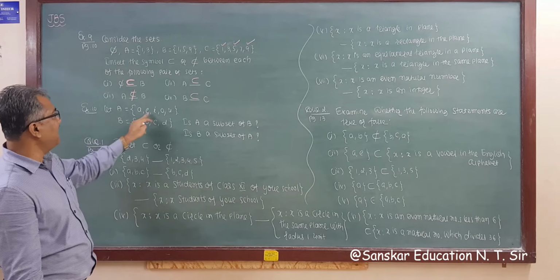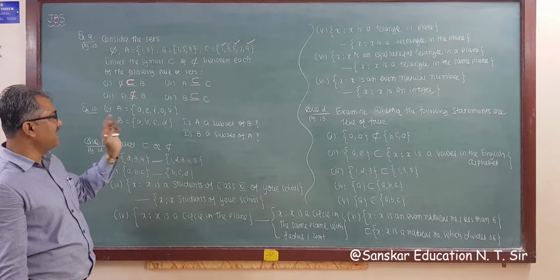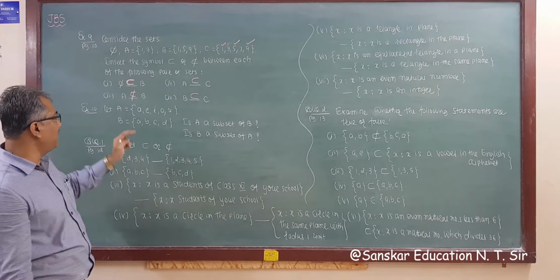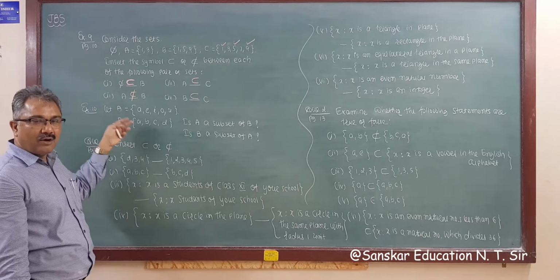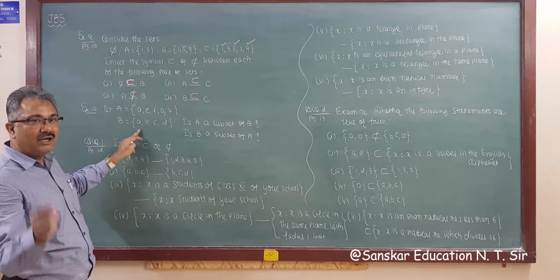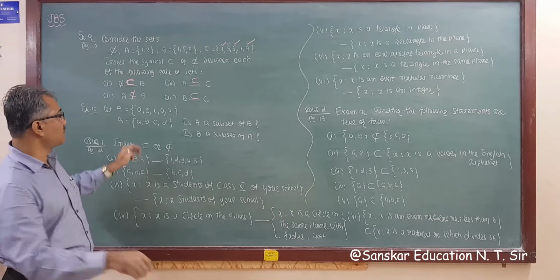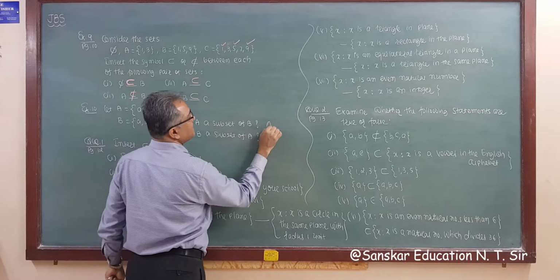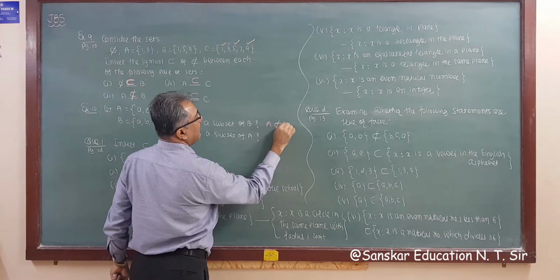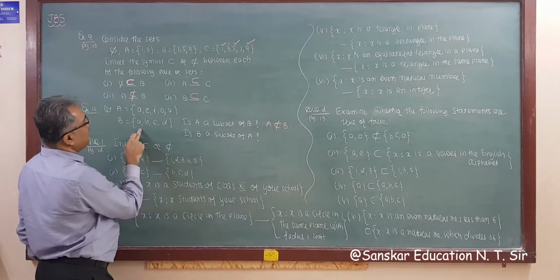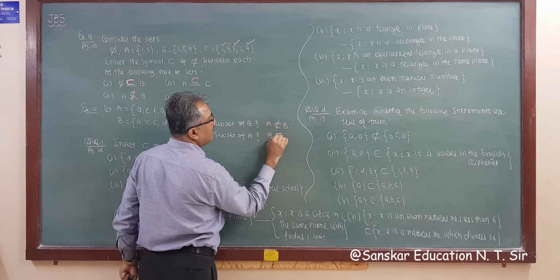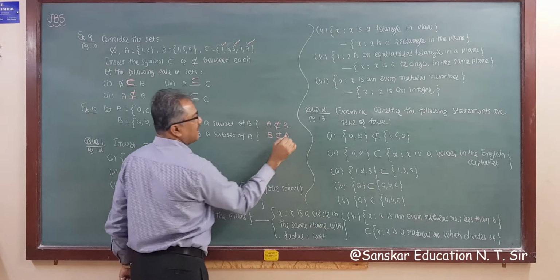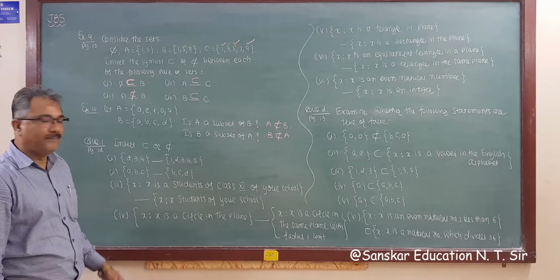Now A is {a, e, i, o, u} and B is {a, b, c, d}. Is A a subset of B? You can clearly see here that all elements of A are not in B. So A is not a subset of B. And all elements of B are not in A. So B is not a subset of A. Right? It's clearly visible.